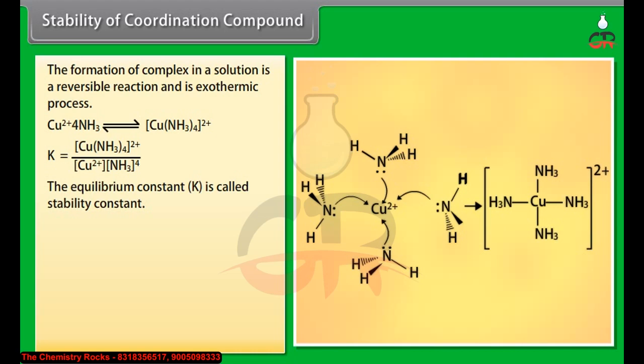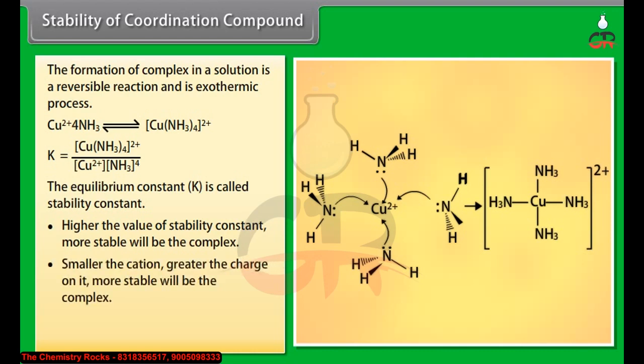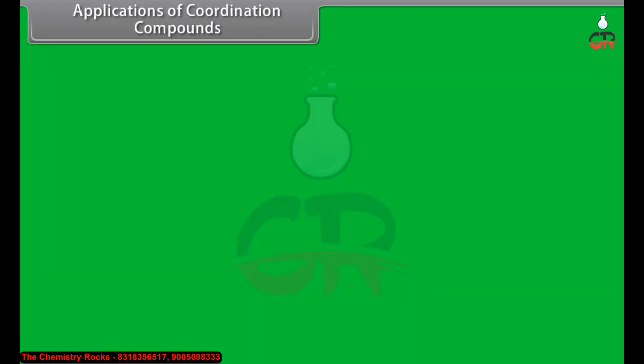The equilibrium constant K is called stability constant. The higher the value of stability constant, the more stable will be the complex. The smaller the cation and the greater the charge on it, the more stable will be the complex. The stronger the ligand, the more stable will be the complex.